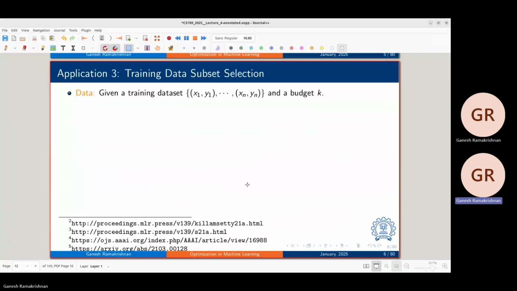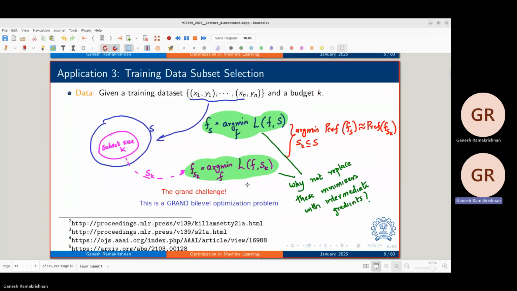So here the problem is the complementary problem. Given a training data set, which consists of instances x1, y1, x2, y2, up to xn, yn, and you're given a budget k, what you want to do is identify a subset of the data such that a function that I use to measure on the subset gives me similar models, or models that are as effective as if they were trained on the entire data set.